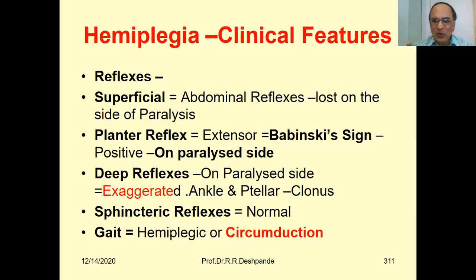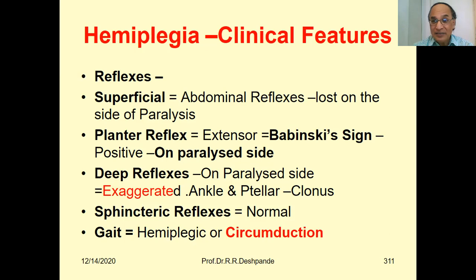UMN. Upper motor neuron. Hemiplegia is a problem of upper motor neuron. From brain to the spinal cord is upper motor neuron. And from spinal cord to the muscle, lower motor neuron, like polio. Polio is an LMN lesion, lower motor neuron. Hemiplegia is upper motor neuron. So deep reflexes are exaggerated.